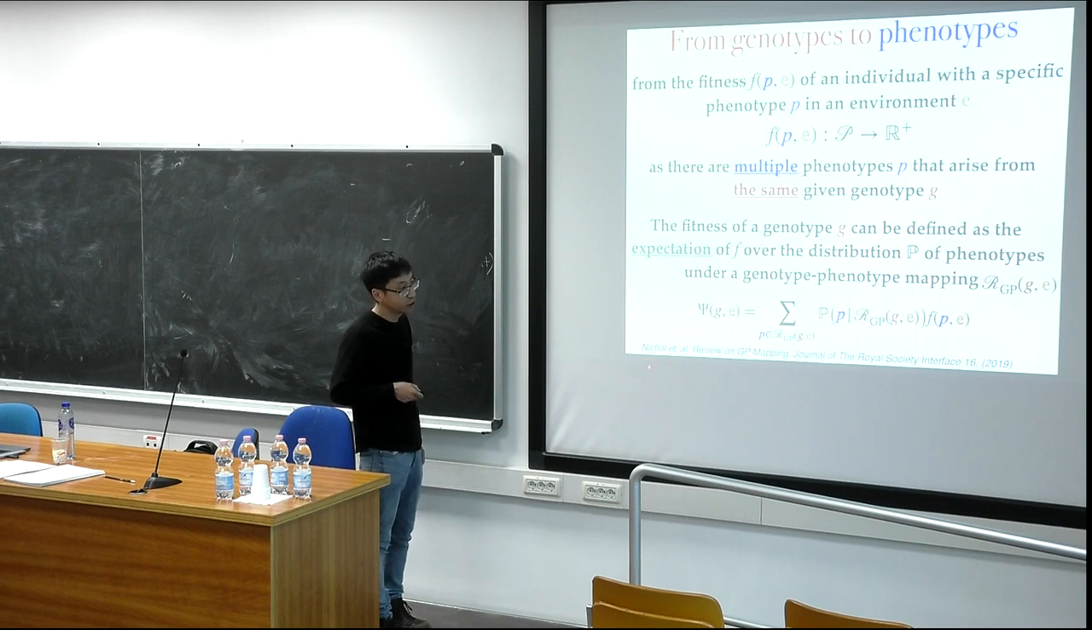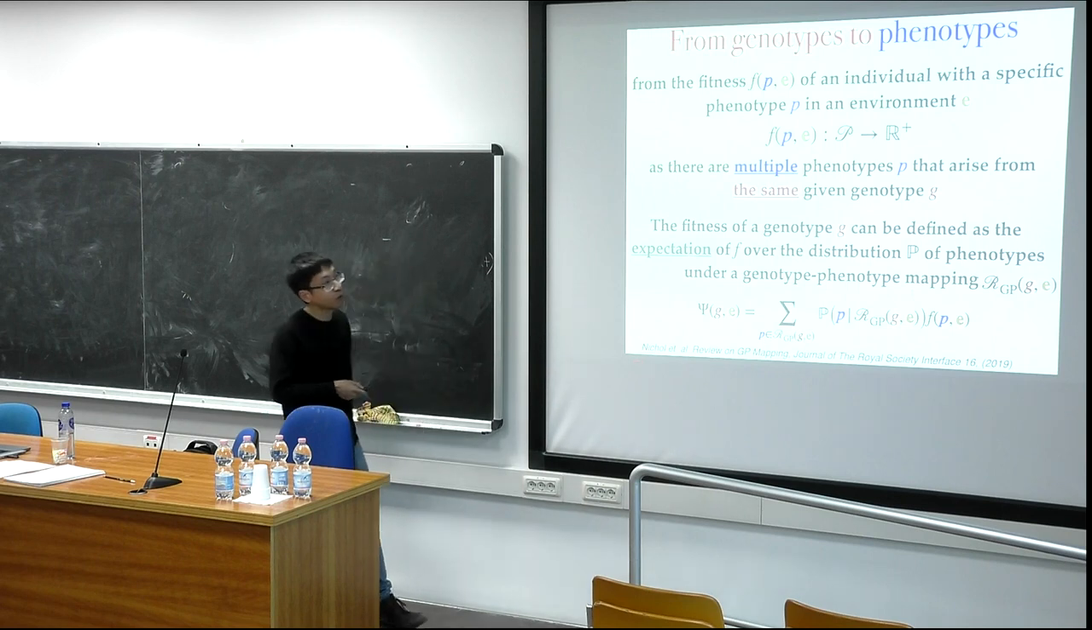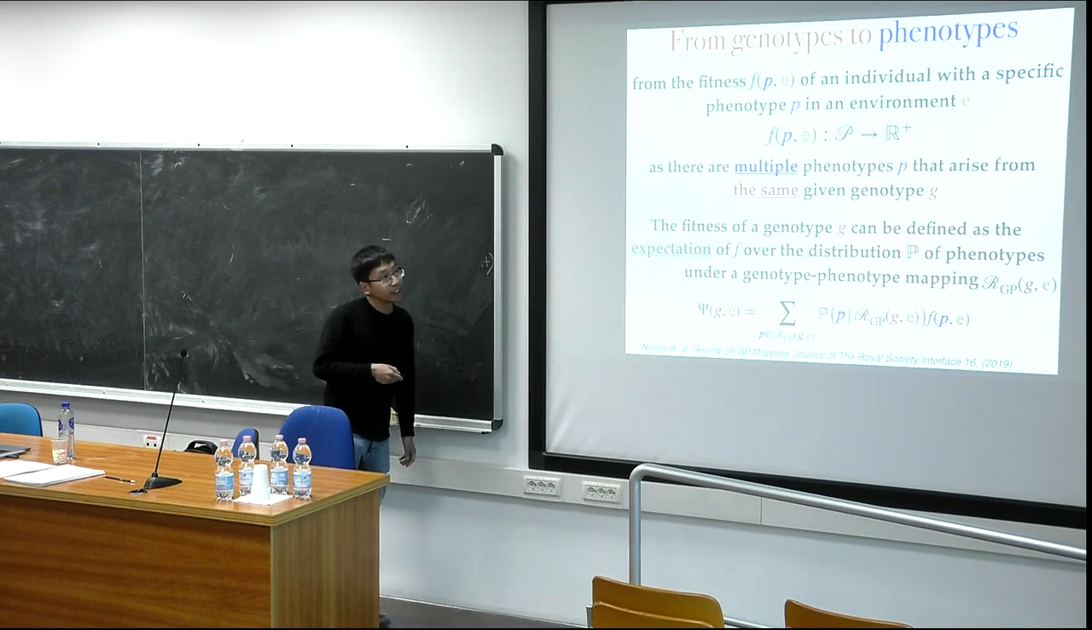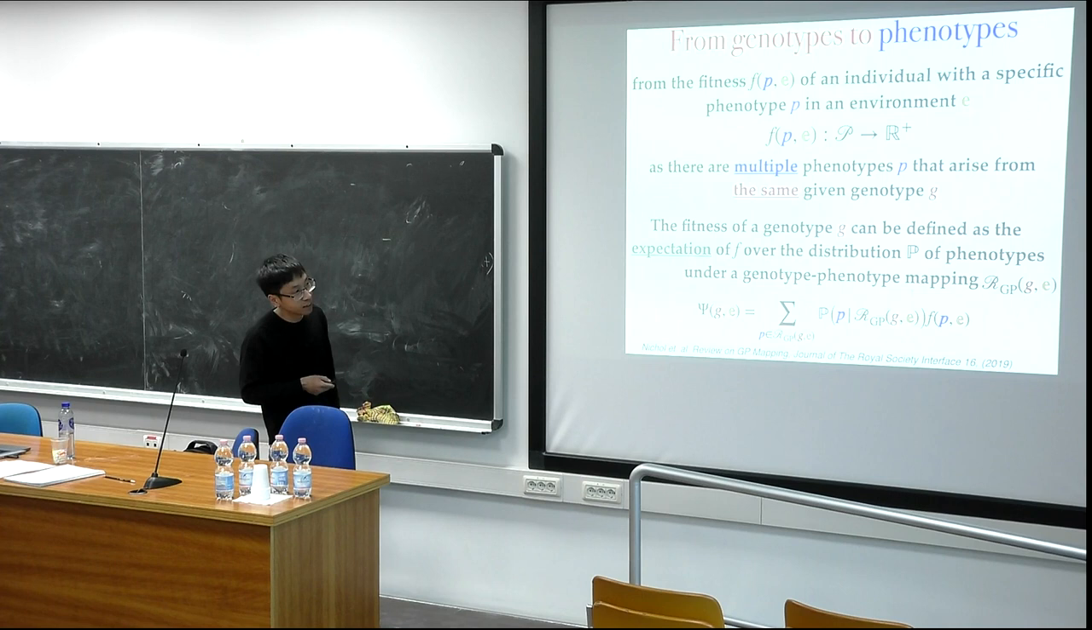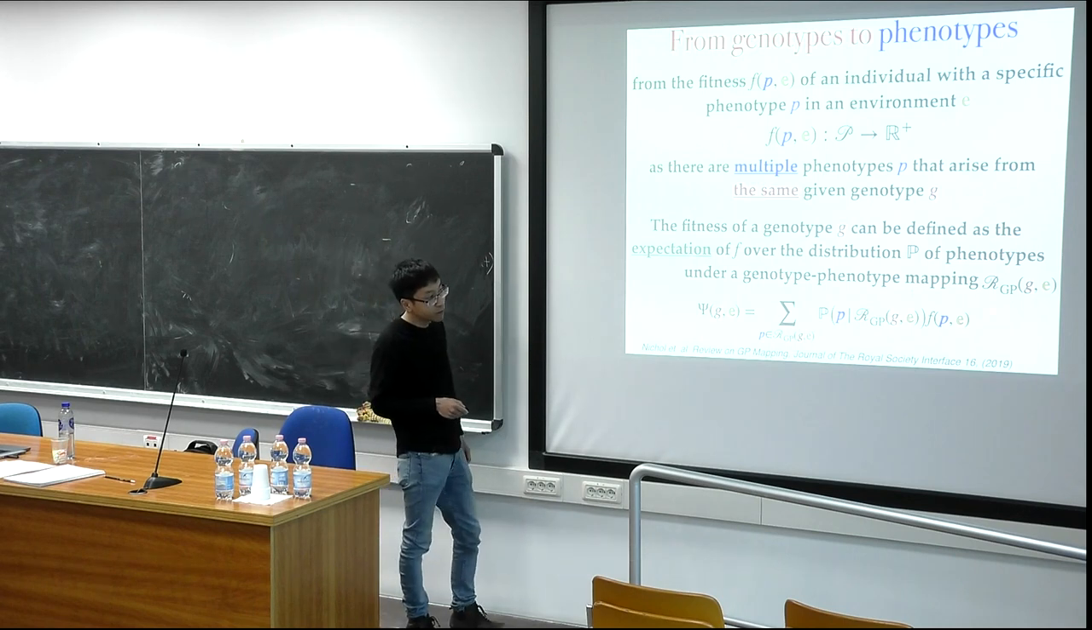In the biological literature, for instance, you can look at this review for more detail. But what you can take as a take-home message from this structure is that you will have the fitness for a given phenotype, but you have a distribution of the phenotype, and that distribution is conditional on the genotype-phenotype mapping here.